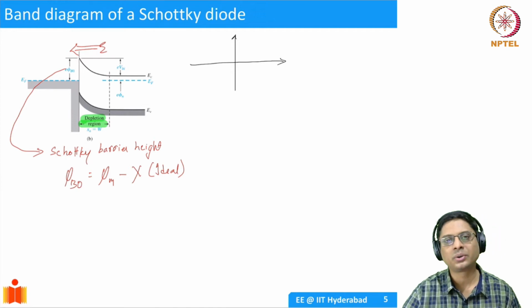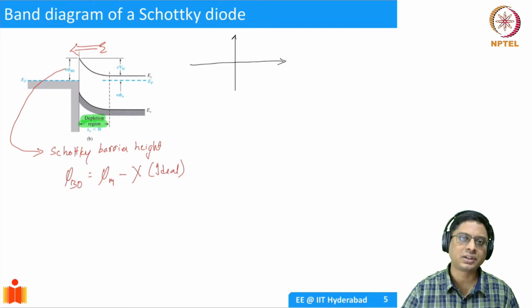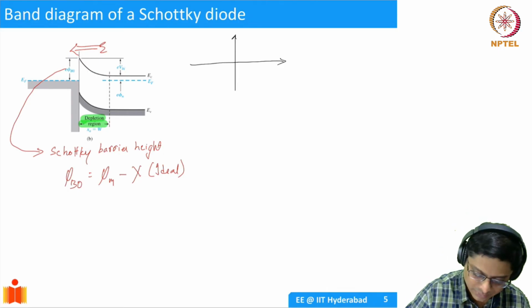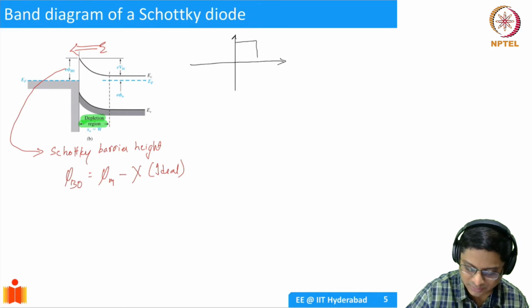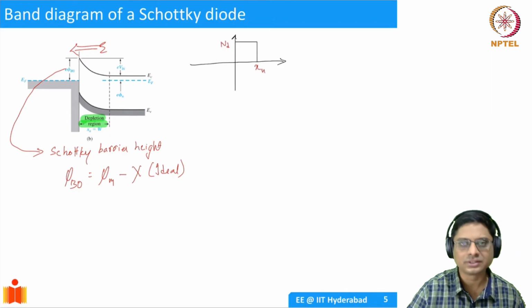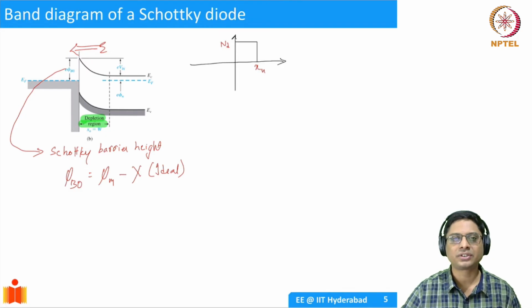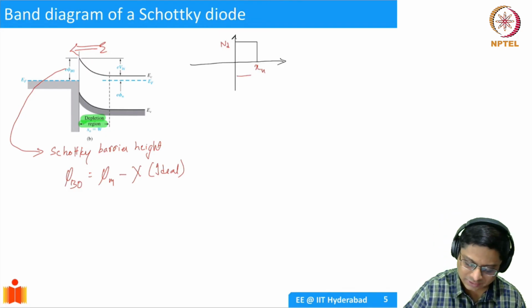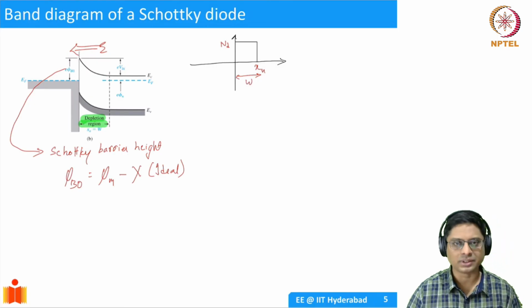How is the space charge going to look in this case? Well, we said that electrons are removed from the semiconductor, so it should acquire a positive charge. And it's a uniform semiconductor we have assumed, so this is going to be ND, and this is going to be, let's say, some Xn. The depletion region has extended a distance of Xn. You could also call it the width of the depletion region.